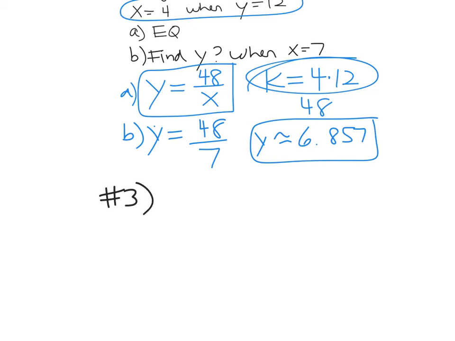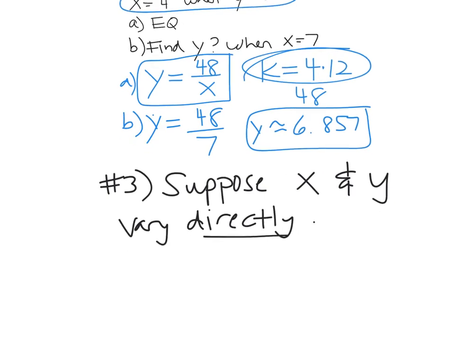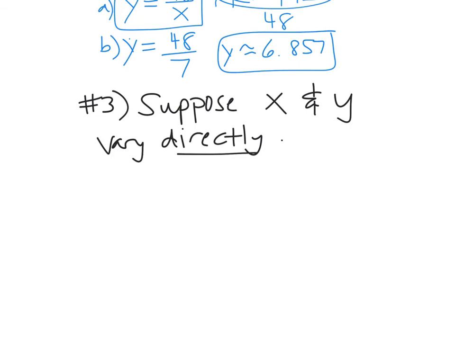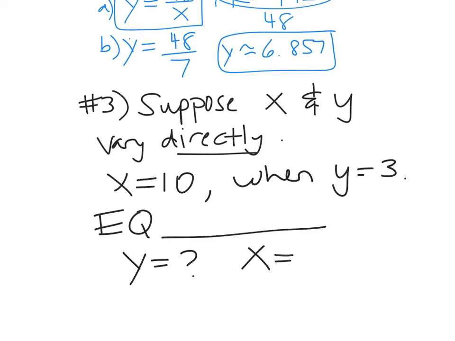Okay, let's do a direct variation now. It says, suppose x and y vary directly. What they'll do is give you one situation. They'll say x is 10 when y is 3, and we're going to have to come up with a specific equation. And then they're going to ask, what is y when x is 50?